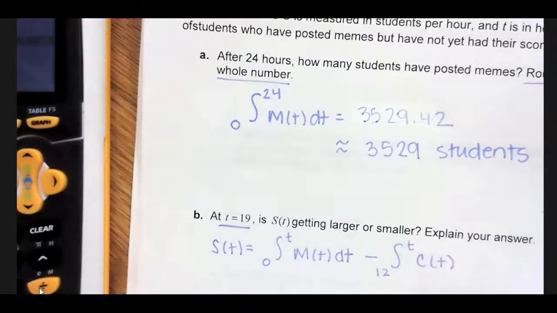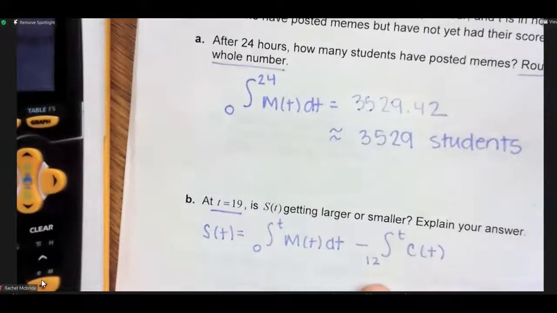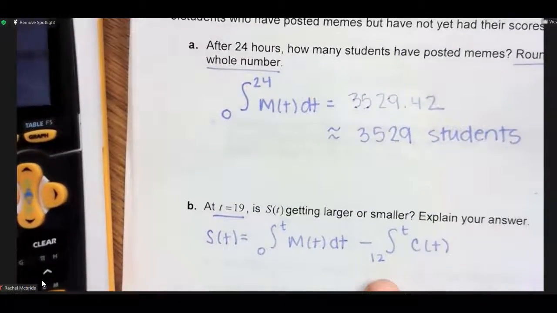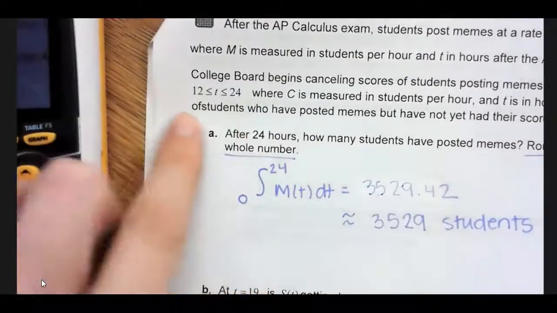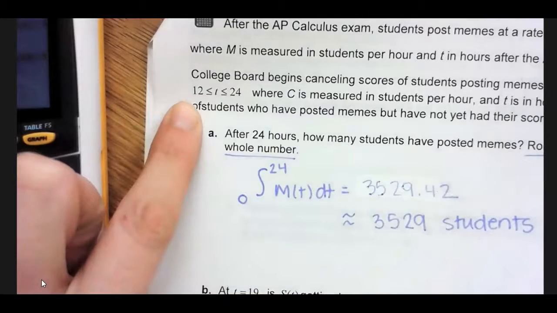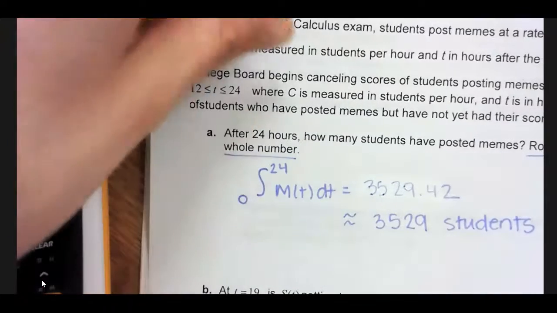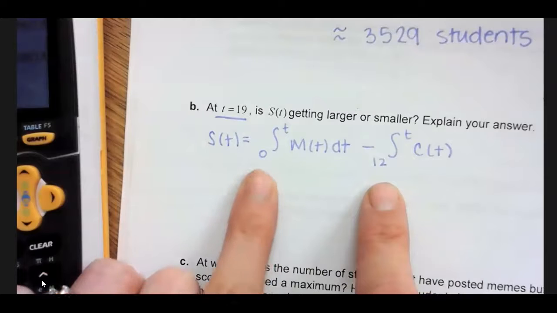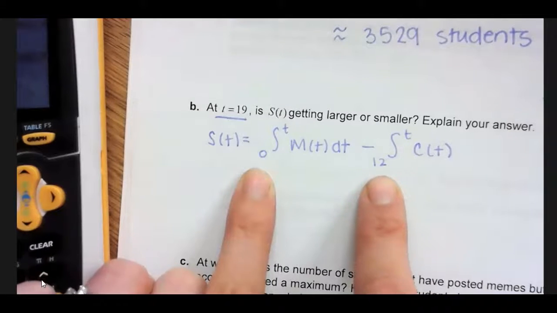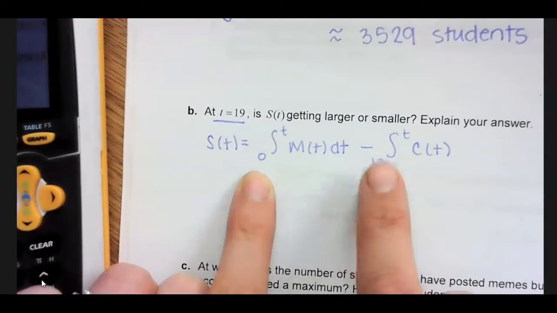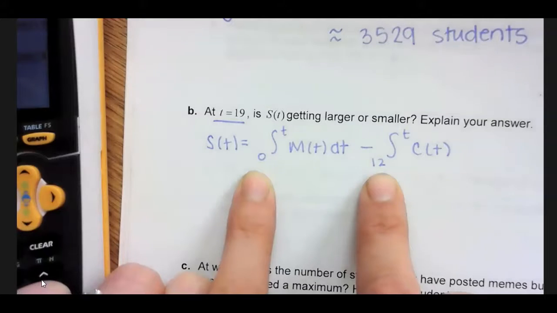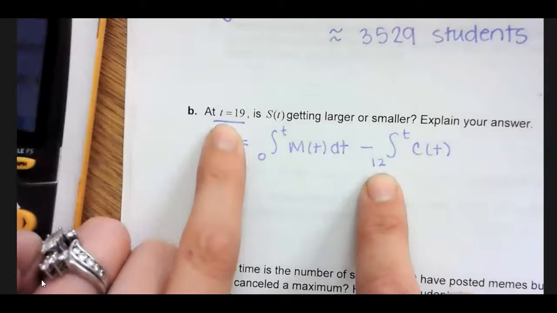And here's where you have to be really careful. Scores canceled does not start till 12 hours after the AP exam. So my students posting memes started as soon as the exam finished, but my students that had scores canceled didn't start till hour 12. This question in particular is asking me about time 19.